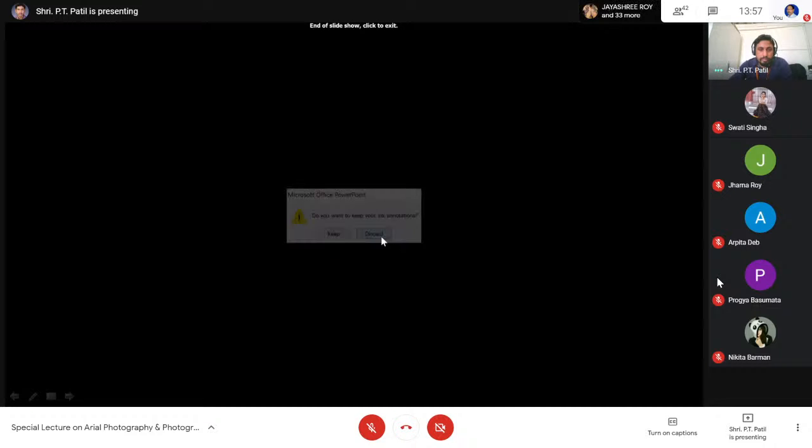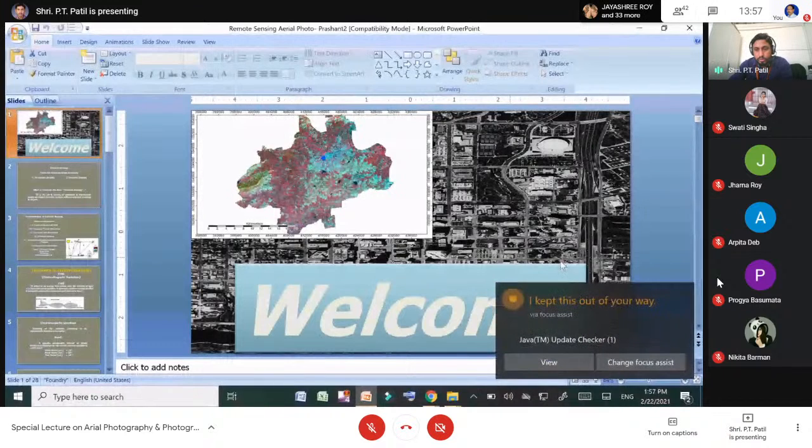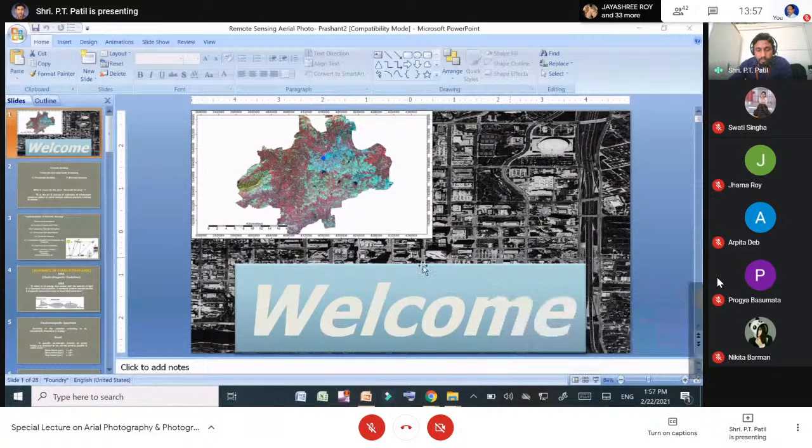So I think this is associated with the basics of aerial photography and types of aerial photographs. Can I move towards the photogrammetric calculations associated with aerial photography, Tapan sir?